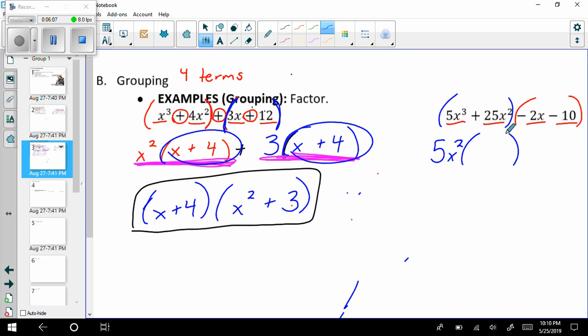So I want to write what's left. A 5x squared divided out of a 5x cubed, I'd have a 1x. And a 5x squared divided out of 25x squared, I'd have a 5. Now let's look at the red group. What can I take out of the red group, the greatest common factor? Well, it looks like I can take a negative 2 out.